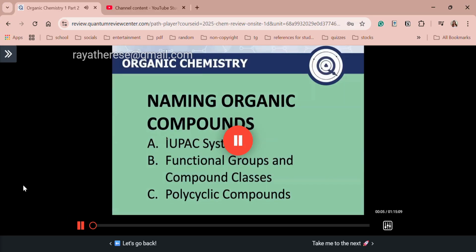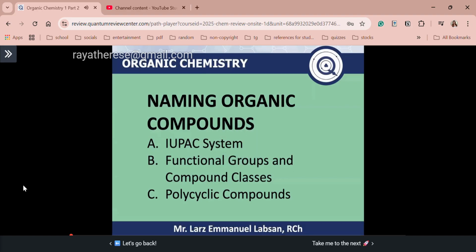For our next topic, we have the naming or nomenclature of organic compounds. Under our topic here, we have our subtopics. Remember, our nomenclature is based on the IUPAC system. So that's why we also need to focus our discussion on nomenclature, the systematic way of naming.